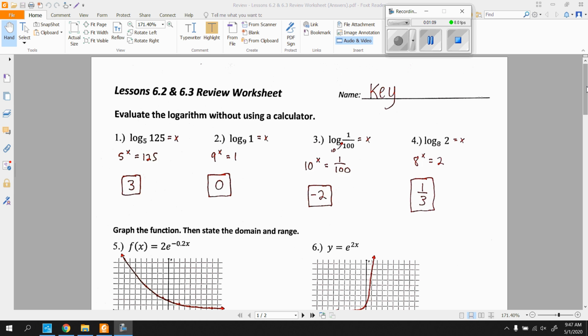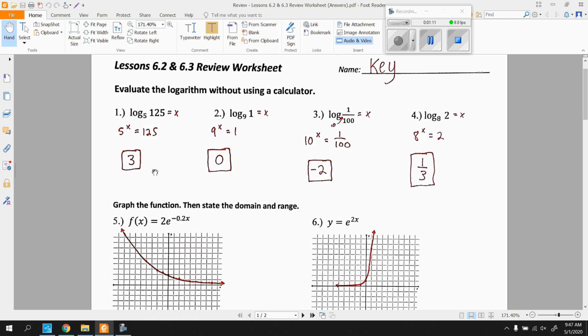All right, here we go. Evaluate the logs. I realized there were a few that overlapped. I think this one might have been on one of the homework, which is fine. It doesn't matter. It's really just getting that practice, changing forms, and evaluating. So just going through, you've got yours there.